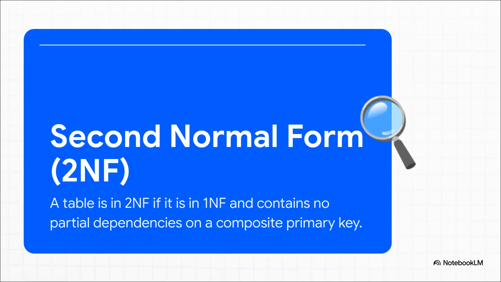So the rule for 2NF sounds a little complicated, but the idea is simple. Every column in the table has to depend on the entire primary key, not just a part of it. This really only matters when we have what's called a composite key. That's a primary key made up of 2 or more columns combined. If a column only depends on one piece of that key, we've got a partial dependency, and that's the problem 2NF is designed to fix.